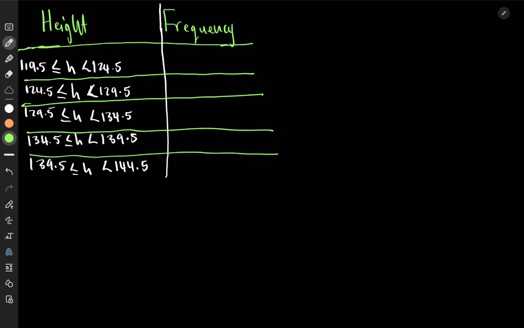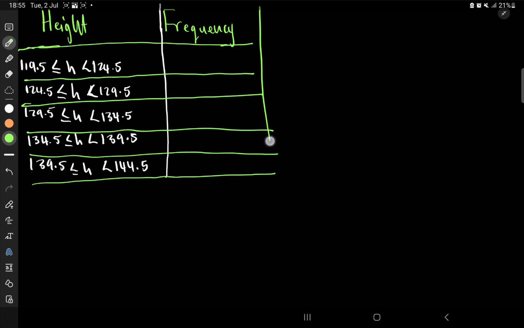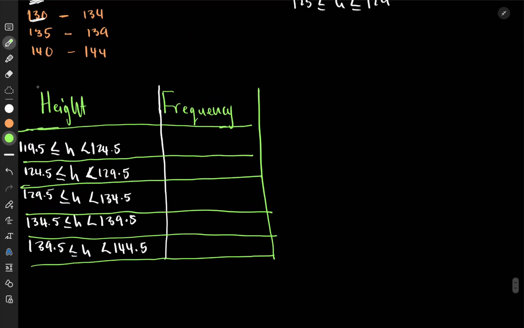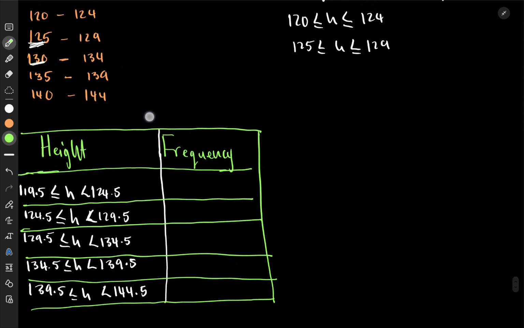Well done. So now let's put our values. Let's go and find our values. So first I'm going to see values that are starting at 119.5 but should be less than 124.5. They are greater than or equal to 119.5 but should be less than 124.5.